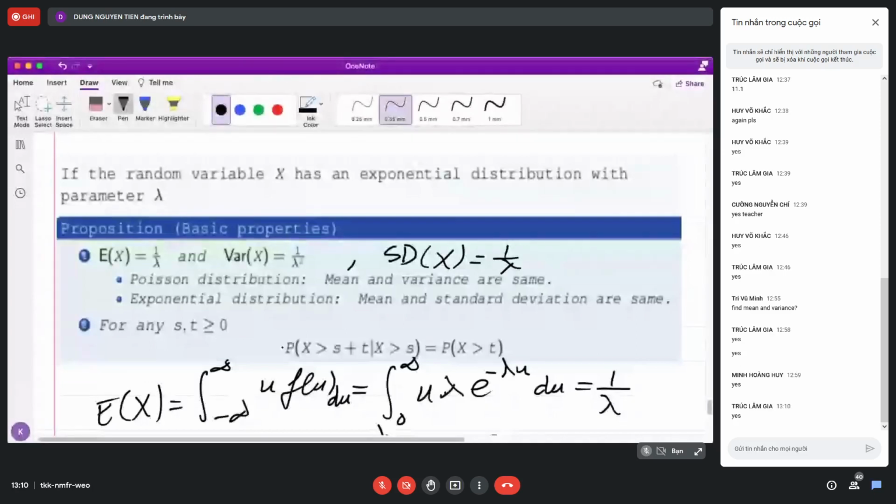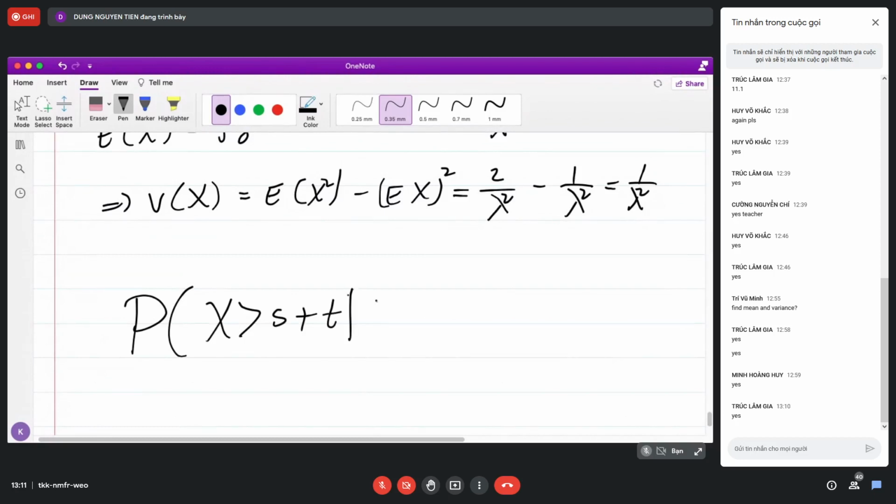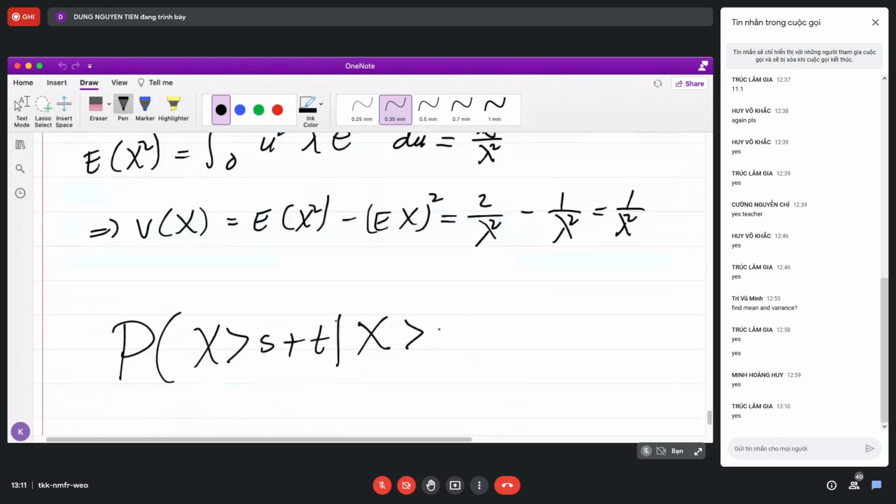Now I want to introduce to you the memoryless property. It says that the probability that x is more than s plus t, given that x is more than s, is equal to the probability that x is more than t. What does that mean?